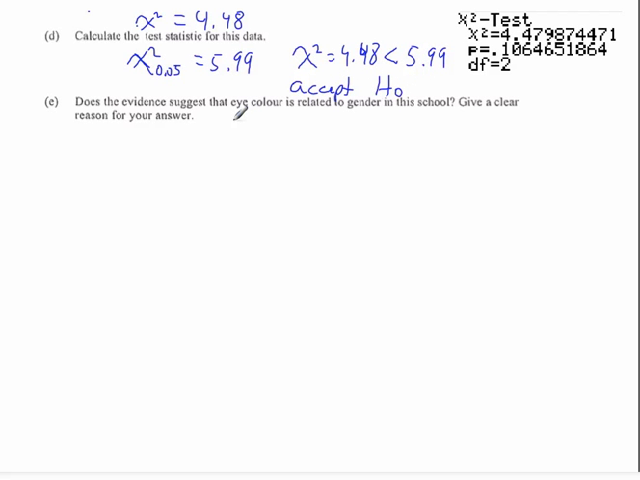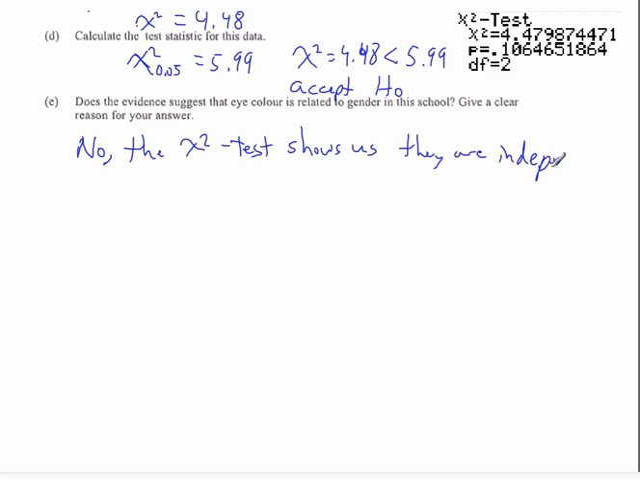Okay. So part E, does the evidence suggest that eye color is related to gender at school? Yeah, so no. You can say the chi-squared test shows us they are independent. Alright, and also you could say too because of the p-value.